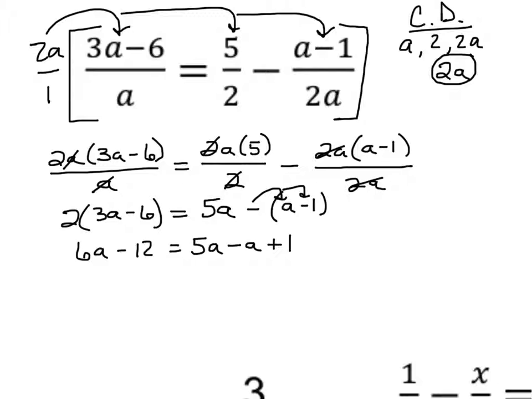Now I'm going to combine my like terms. So 6a minus 12 equals 4a plus 1. Subtract 4a.